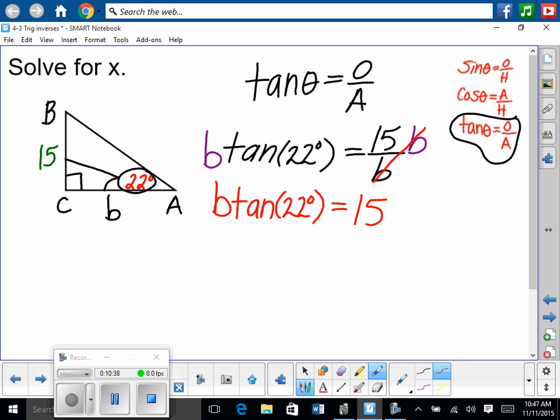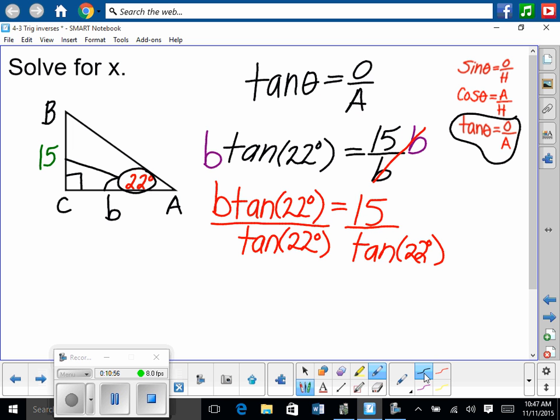Is side B an angle? No. So we're not going to take the inverse. How do we get B alone? Divide both sides by tangent of 22 degrees. Won't that get rid of it? Yes. Divide both sides by tangent of 22 degrees. Now look, over here on the left, what's 2 divided by 2? It's 1. So what's tangent of 22 divided by tangent of 22? 1, right? Isn't anything divided by itself 1? Okay, so we have B is equal to 15 over tangent of 22 degrees.